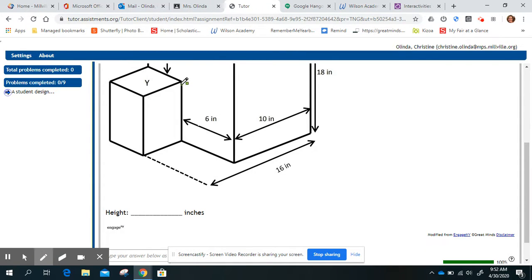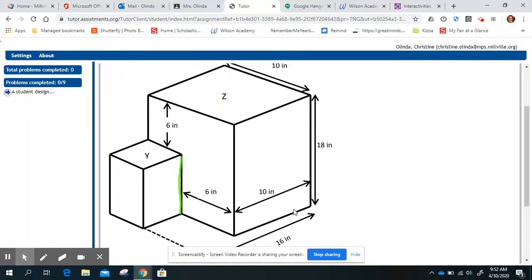And so they want to know how tall rectangular prism Y is. It doesn't have it there, but I do know that the whole thing here is 18. And I know that from here to here is 6. So if I know that the whole thing is 18 and part of it is 6, the missing part right here, the height for Y, is what I need to figure out.